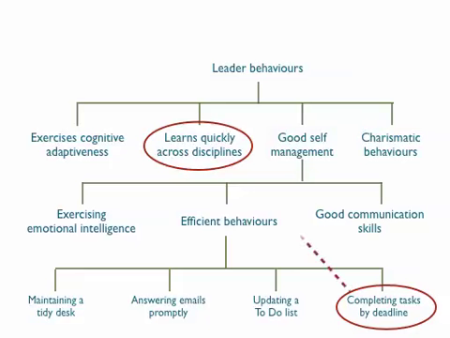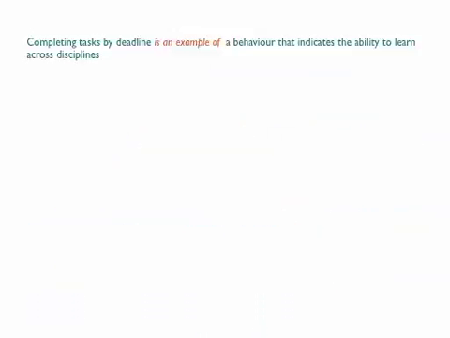But it's not necessarily an example of a behaviour that goes with learning quickly across disciplines. In fact, sometimes learning across disciplines requires a person to take their time to do things. But human beings will do things like this. They'll notice two things about a person and they'll make a connection. So our observer who isn't thinking about logical levels and logical typing might say something like this.